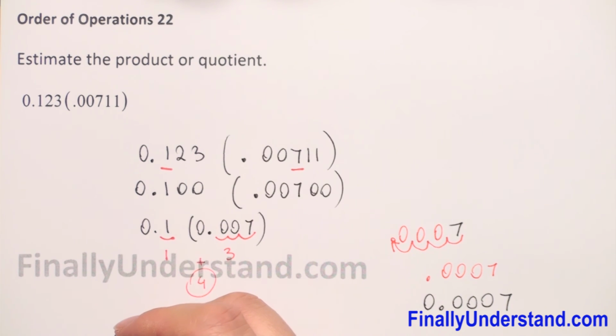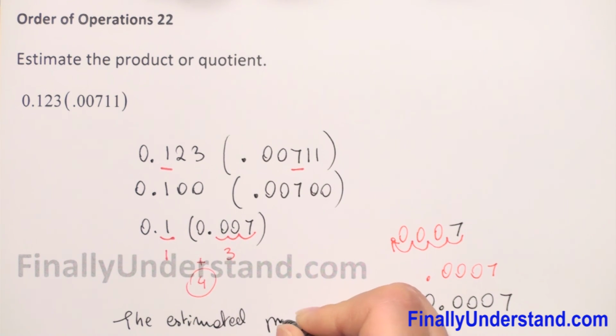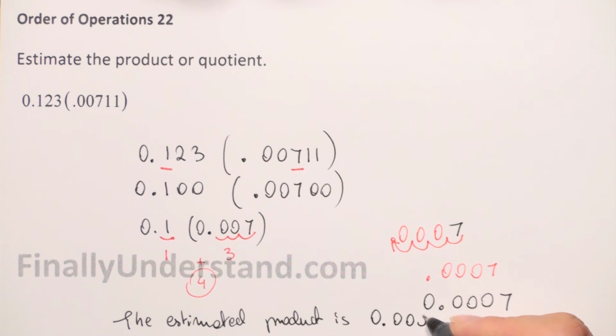So the estimated product is decimal point 0007. This is my solution.